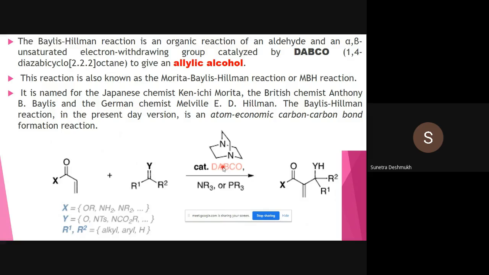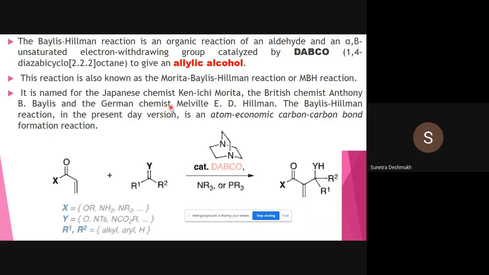Trialkyl phosphine is basic, trialkyl amine is basic, DABCO is also basic in character. To achieve this allylic alcohol, with the carbon-carbon double bond here, Y is equal to oxygen or maybe nitrogen containing, but basically we have to consider Y is equal to OH. So by this reaction, we can get the allylic alcohol as a major product. This is the Baylis-Hilmann reaction. Sometimes this reaction is also known as the Morita-Baylis-Hilmann reaction.